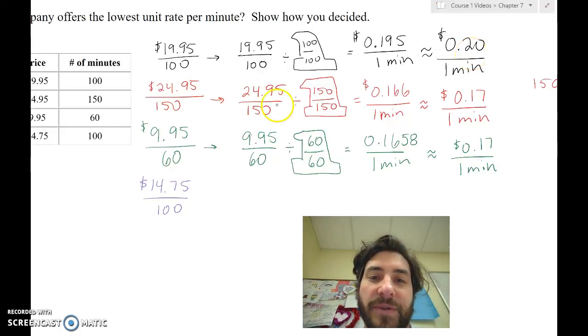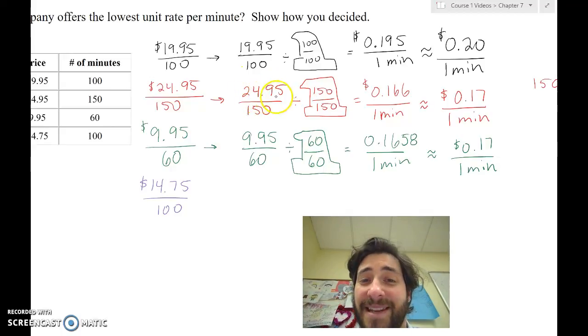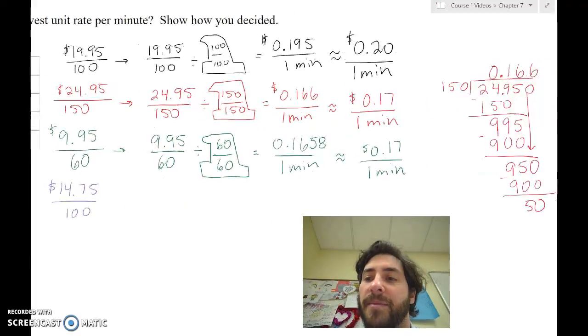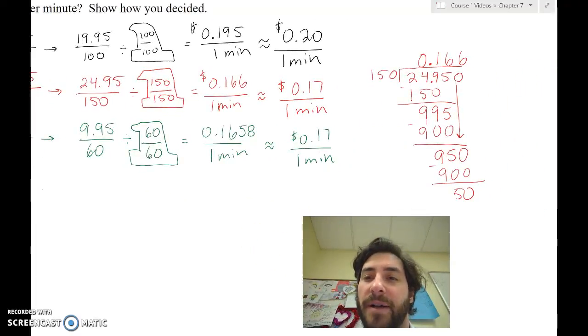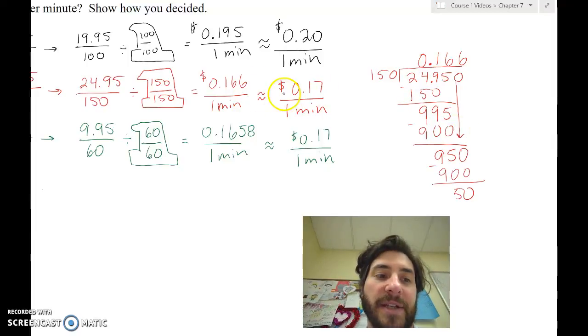For here, this one was a little bit trickier. Dividing 24 and 95 cents by 150 minutes to get that unit rate. So I just did the division over here. If you want to take a look at this, pause the video, take a look at what I did. I left the decimal where it was, and then just said how many times does 150 go into 249. And I said once, and then did the subtraction and got about 17 cents. So that's what I did there.